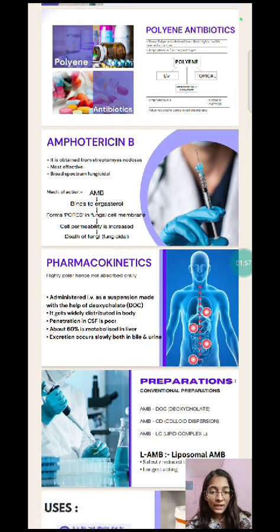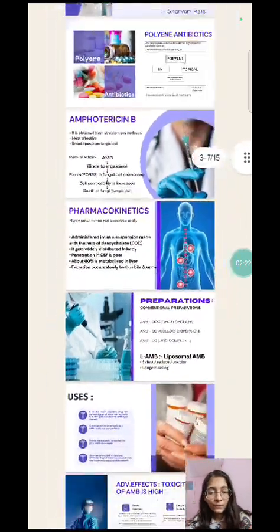Let's see its pharmacokinetics. It is highly polar, hence not absorbed orally. It is administered intravenously as a suspension made with the help of deoxycholate. It gets widely distributed in the body. Its CSF penetration is poor. About 60% is metabolized in the liver. Excretion occurs slowly both in bile and urine.